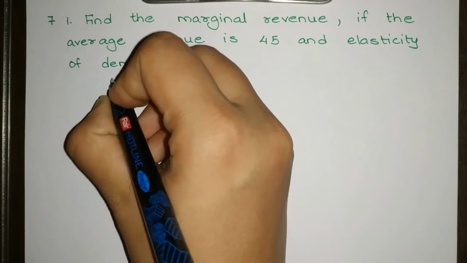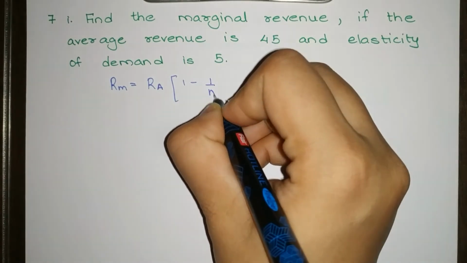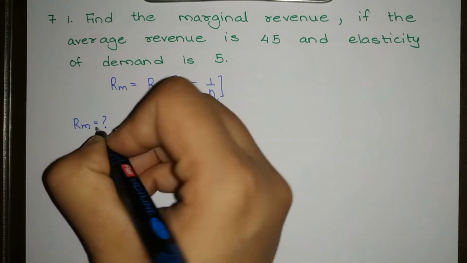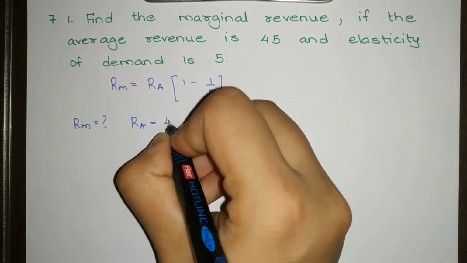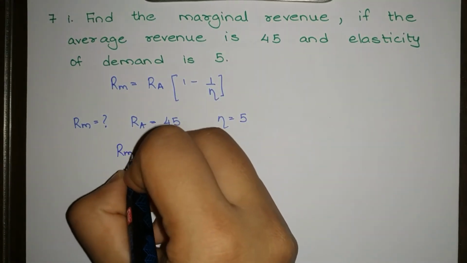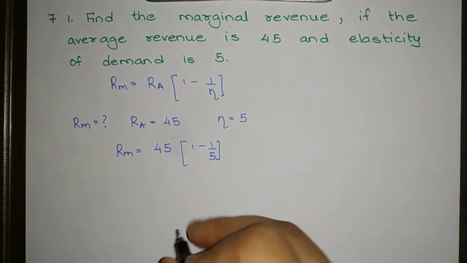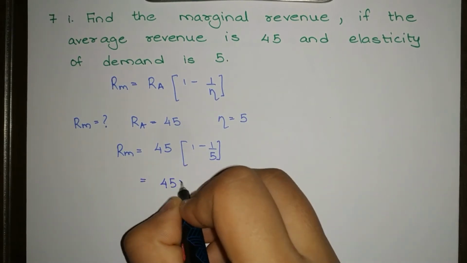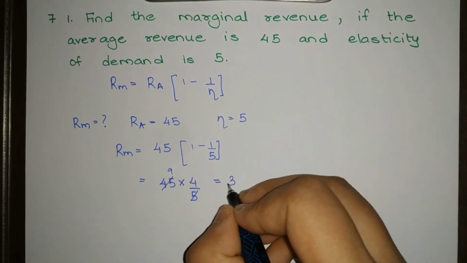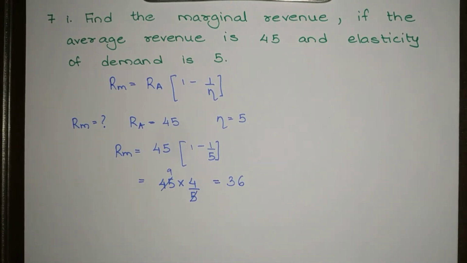So we know that RM is equal to RA into 1 minus 1 by eta. Okay. And what are we given? We are given the value for RA, which is 45, and we are given that eta is equal to 5. Substitute here. So we get that RM is equal to 45 into 1 minus 1 by 5. Okay. So this is equal to 45 into 4 divided by 5, which is equal to, on cancelling, 9 into 4, which is 36. Okay. So RM, that is the marginal revenue, is equal to 36.